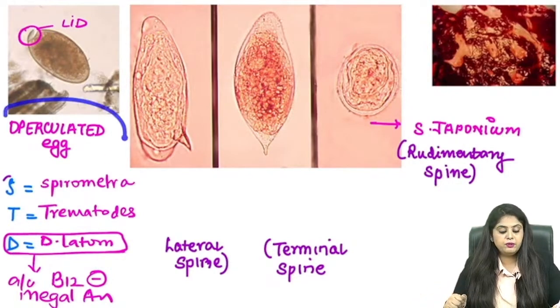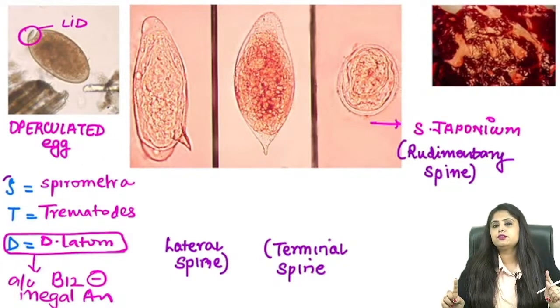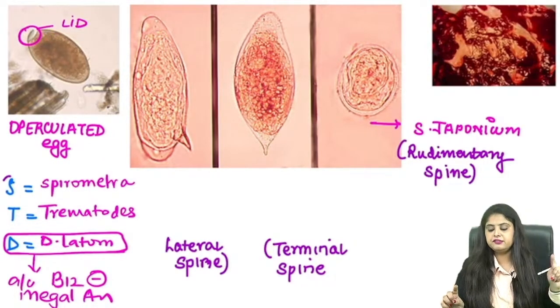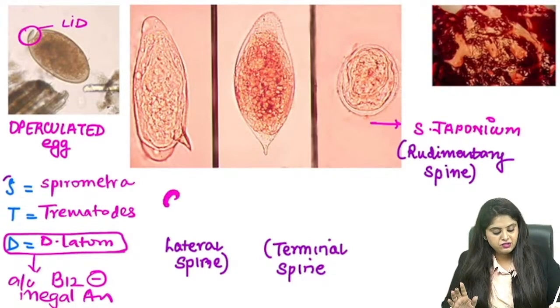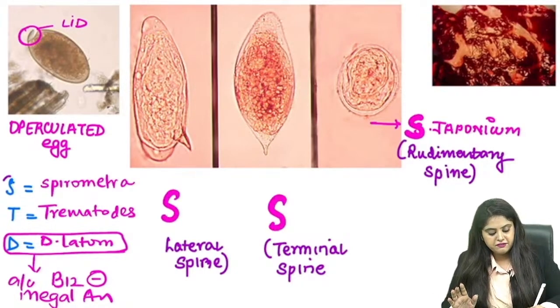I could see that. So operculated egg is seen in STD. All trematodes show operculated egg, but one trematode, which I always taught you in rapid revision, the SS one, yes, that is going to be Schistosoma. Perfect. These are the three schistosomas that we have in front of us.